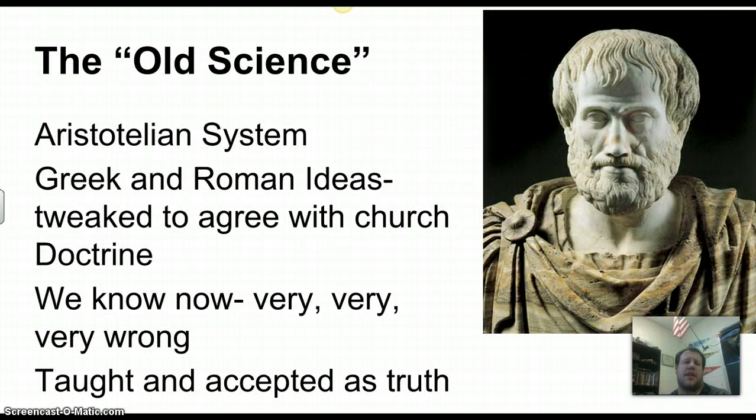Now, the old idea of science back then was all still based off this guy right here, Aristotle. During the time of the Greeks, there's the Aristotelian system that's still in place. Basically, it took the old Greek and Roman ideas, the ideas of Aristotle especially, and they were tweaked to go along with Catholic Church doctrine. For example, we knew that the Earth was the center of the universe because it's most important, and that according to the Church, there's a religious reason for that. We knew how the body worked, and there was a religious reason for that too. Essentially, we know now it was very, very wrong, but at that point, it was taught and accepted as truth, that this is the way science truly was.